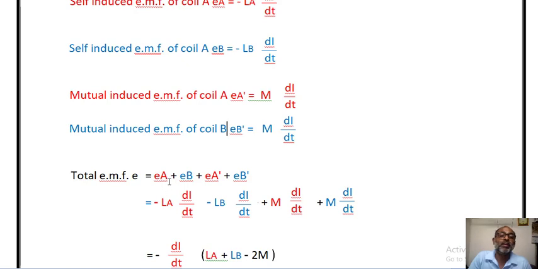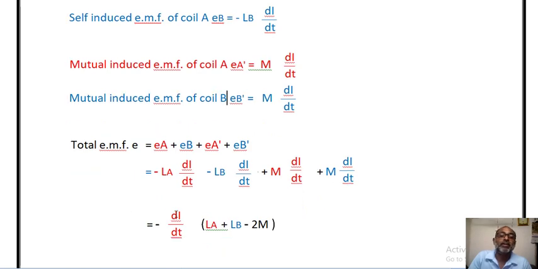So now put the values of EA, EB, EA dash and EB dash in this equation: minus LA di by dt minus LB di by dt plus M di by dt plus M di by dt. Now we take minus di by dt as common. So here LA plus LB minus 2M, because we are taking the minus sign as common.